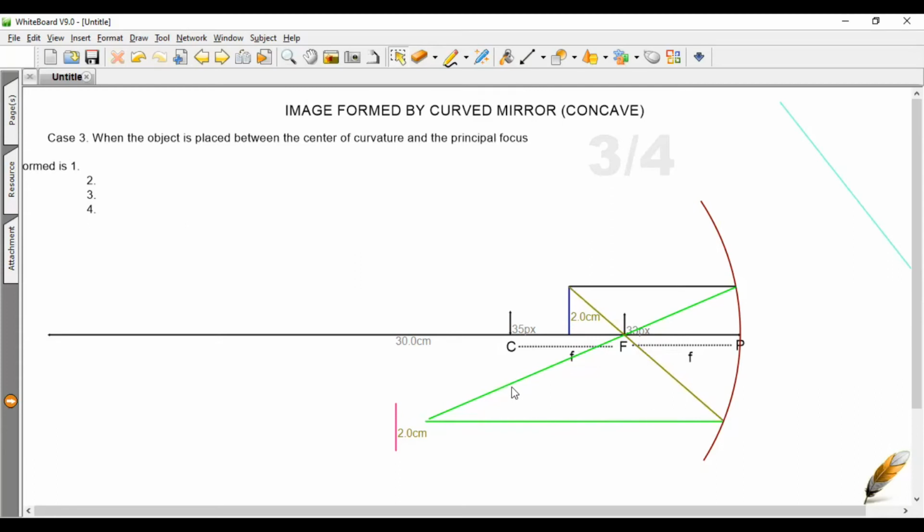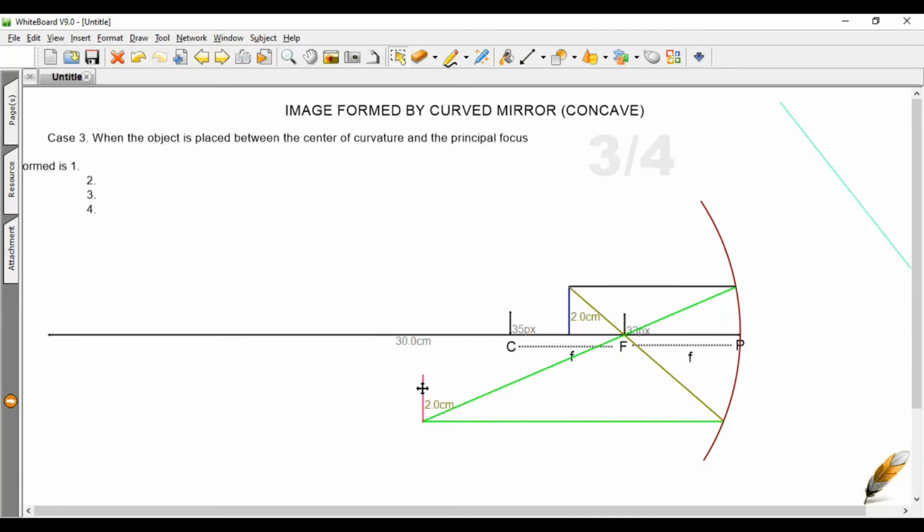Okay. So let me just make this. Fine. Now the two rays of light have met, right? Now what happens here? At this point, we have an image formed here. They have met. So the image will be formed where they have met.